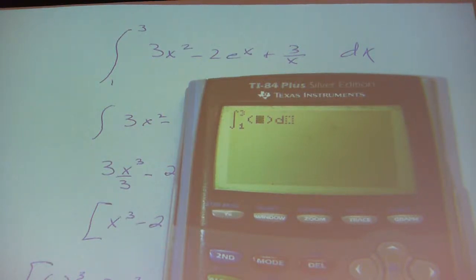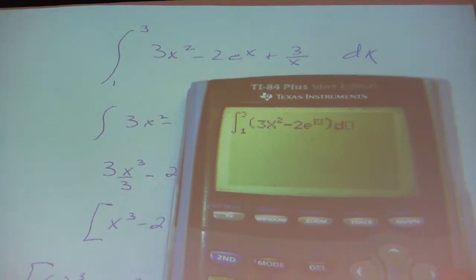And then let's fill it in. 3x squared minus 2e to the x plus 3 over x, and then to the right, what's the last thing we put in there? X. Now, if you have the other calculator, I'll show you in a minute. Hit enter, negative 5.44. So the good news is with this, we can check everything.